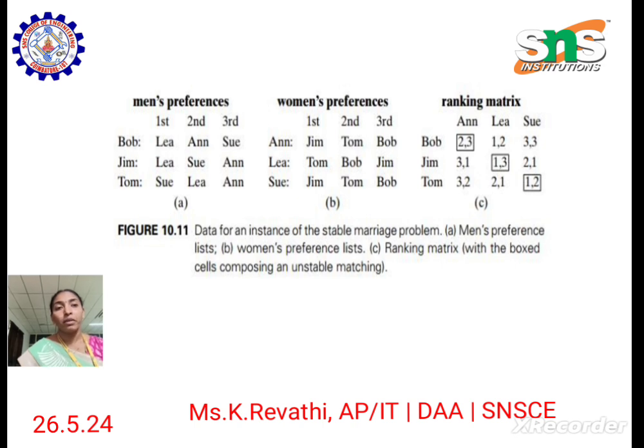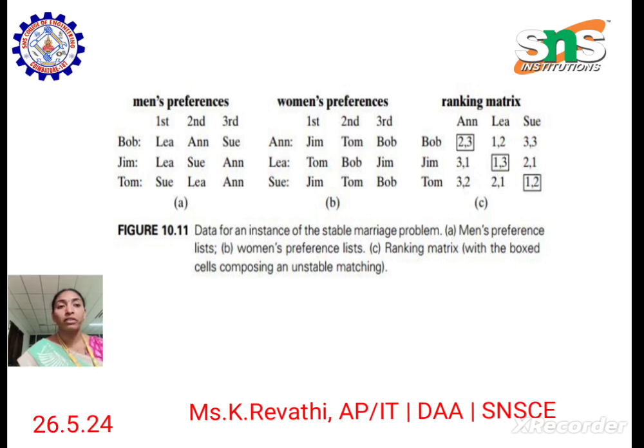Here Bob's second preference is Anne, that is denoted as 2, and for Anne we have to see her preference for Bob, that is third preference. Then Bob's preference for Leah is 1, and Leah's preference for Bob, we have to see in the table, is 2. Then Bob's preference for Sue is 3 and Sue's preference for Bob is 3.